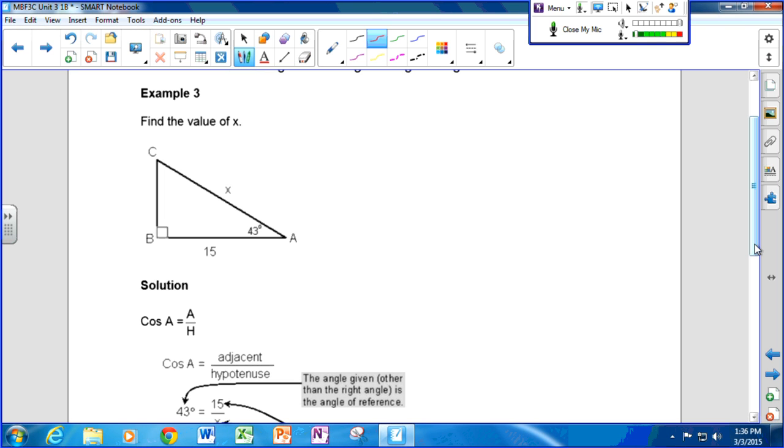They'll give you one of 3 scenarios, and then it's up to you to pick the right tool. In this case, they want to know x, and we have a, and we know that the cosine of a is equal to the adjacent over the hypotenuse. So in this case, the cosine of 43 degrees equals adjacent over hypotenuse. Now we've got to watch it here because that's the hypotenuse, and so that's going to be the adjacent. The adjacent is the one that touches the angle that we're looking at.